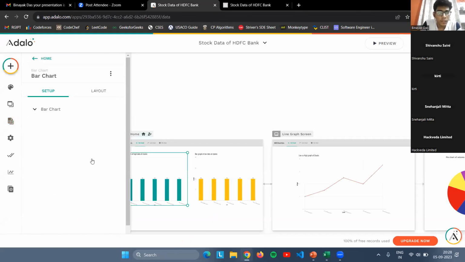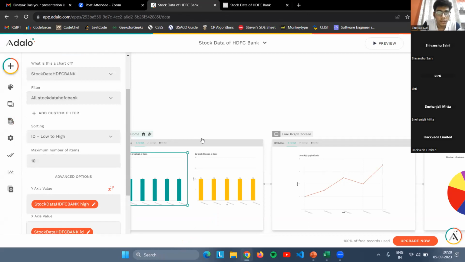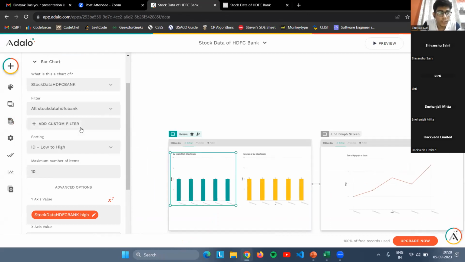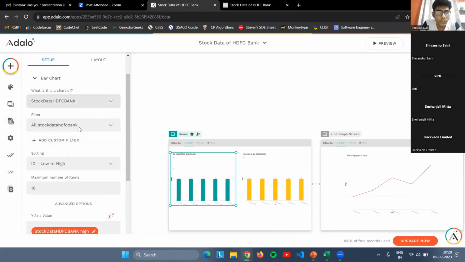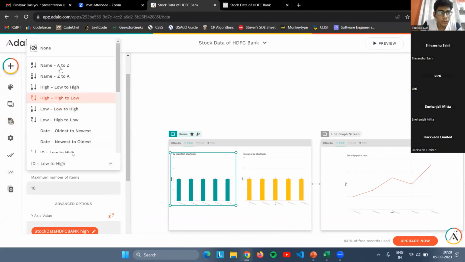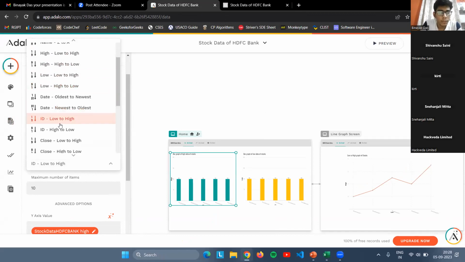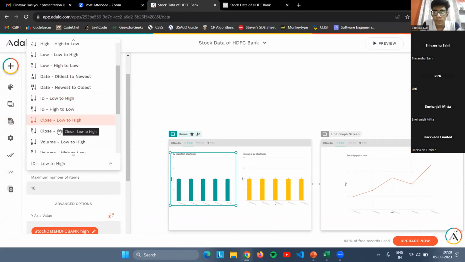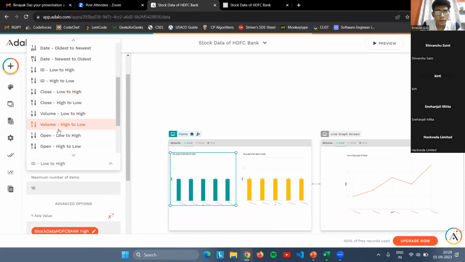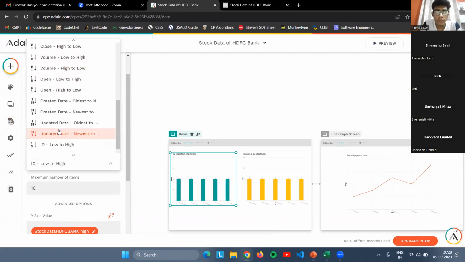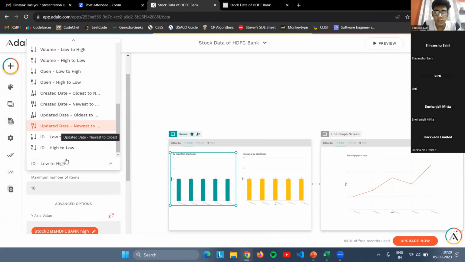If I click on this bar graph, you can see on the left hand side we have various filter options. We can filter the database according to the value of name, high and low, date. I mean, all the properties which we have used to implement the graph. We can sort or we can filter those values according to these properties.